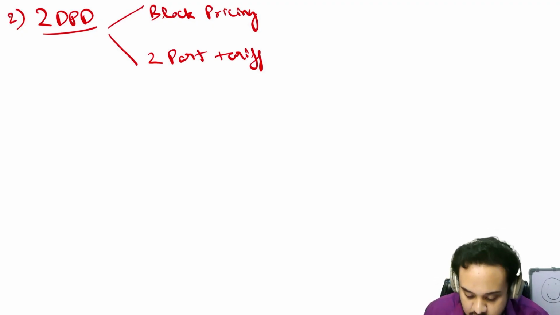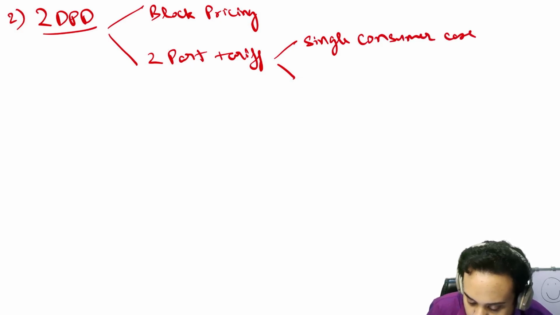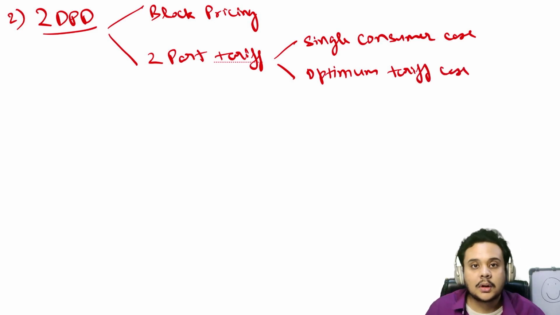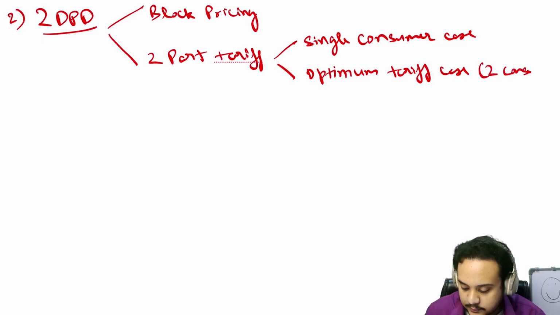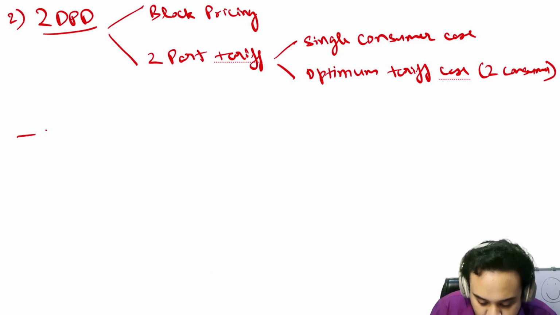Okay, so in two-part tariff you will see that either there is a single consumer case, okay, or there is an optimum tariff, OI tariff, or a case where there are two customers, two consumers. Okay, so we are going to start with block pricing.